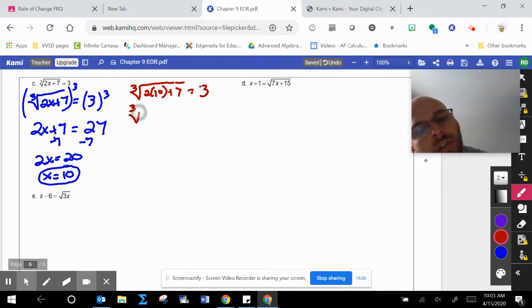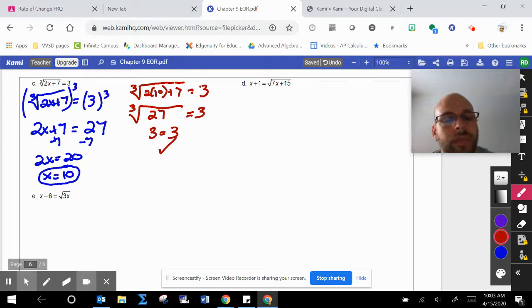So I now have the cube root of 2 times 10 is 20 plus 7 is 27. And if you do this on the calculator, or if you reduce it by hand by breaking it down, the cube root of 27 is in fact 3. That gives you the right answer. Okay, so 10 is our solution.